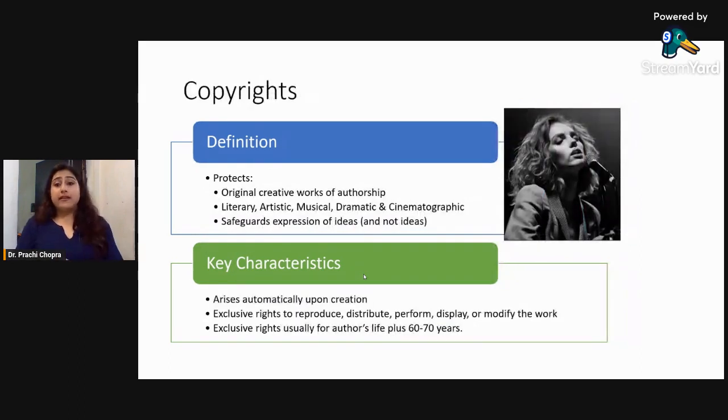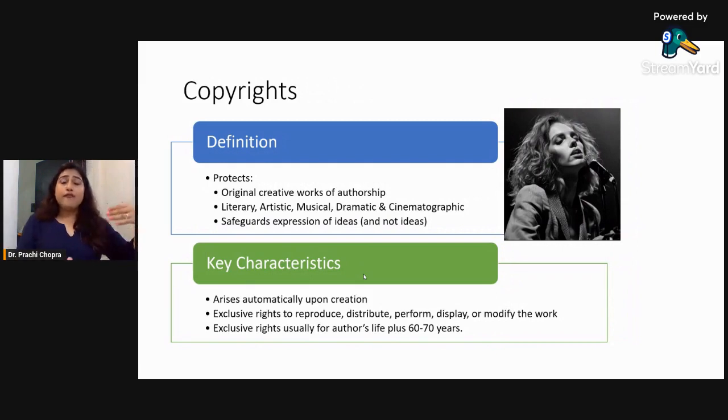Next is copyrights. If you have done some original creative work of authorship, like you have written a book, or written a song, any literary work, any painting which is artistic in nature. So if you have done some literary, artistic, musical, dramatic, or cinematographic work, any movie, any song, something like this. So these are the 5 types: literary, artistic, musical, dramatic, and cinematographic. It protects your expression of ideas and not the ideas.